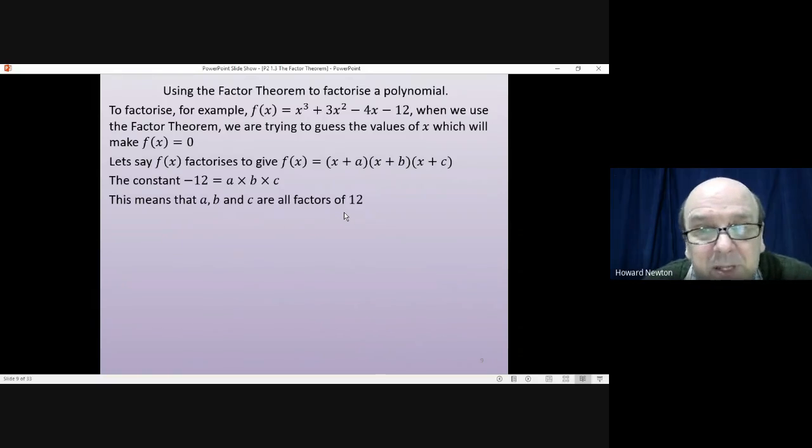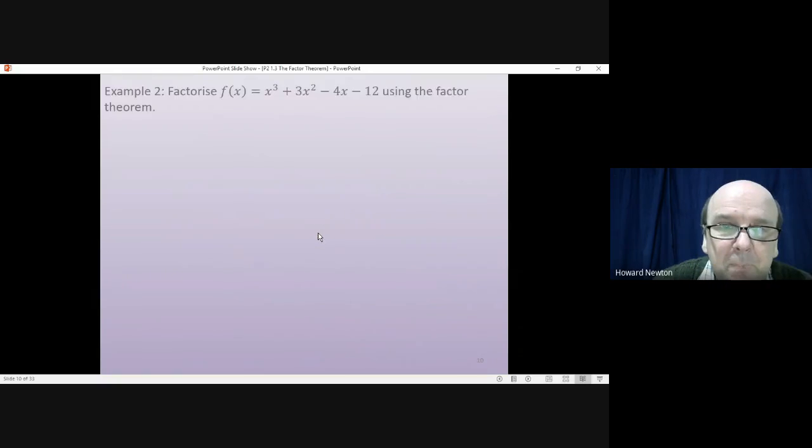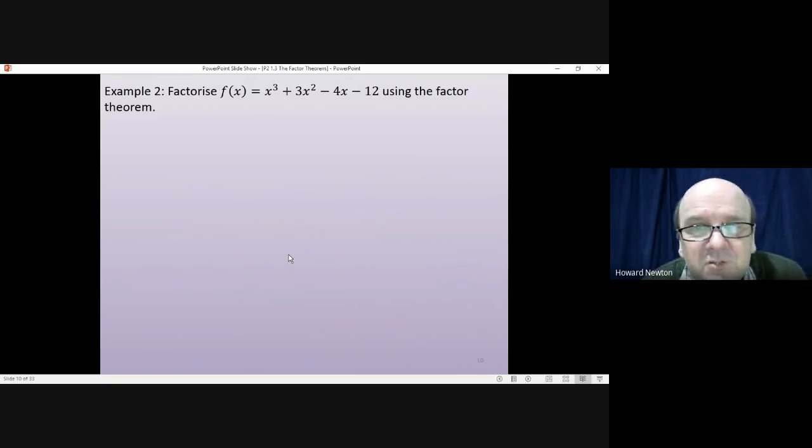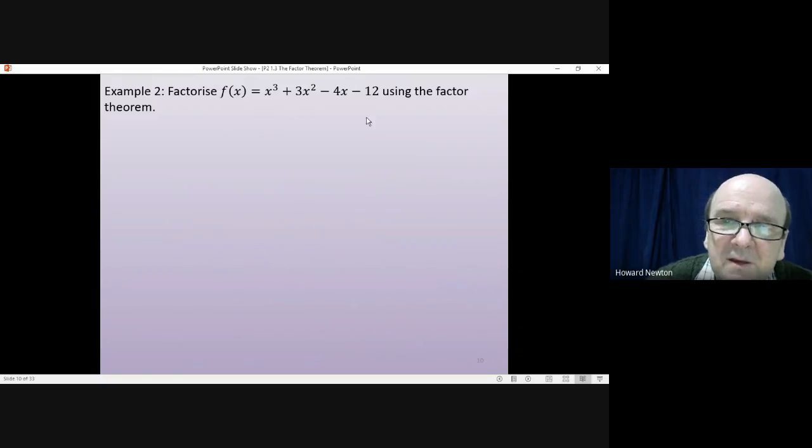And I'd start off with the easiest numbers first. So 1 always works. So you try plus 1. You also need to try minus 1 and see if that works. Try plus 2, then try minus 2. Okay, let's have a look at a question and see how this works out. So that's the same cubic. We're going to try and factorize it using the factor theorem.